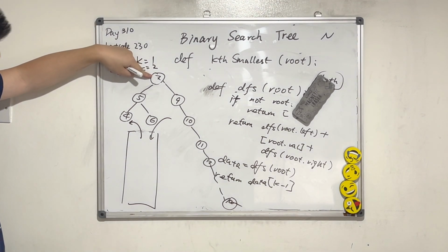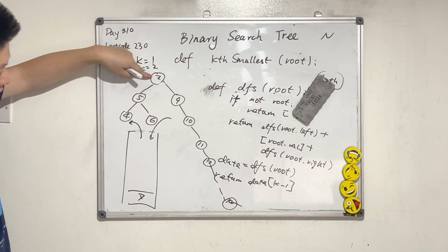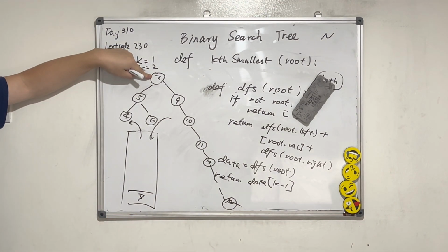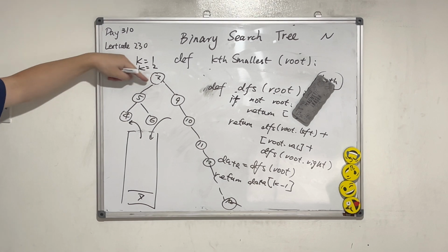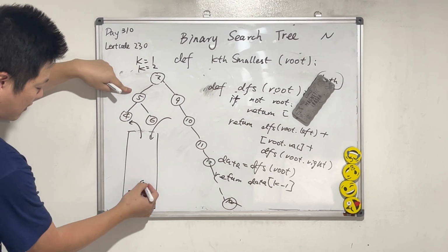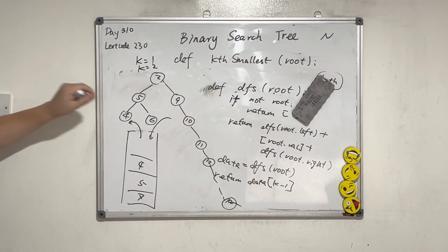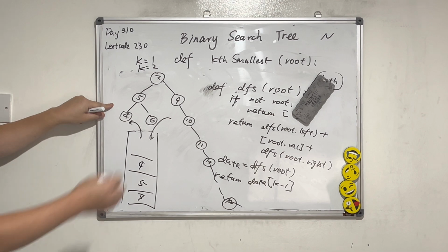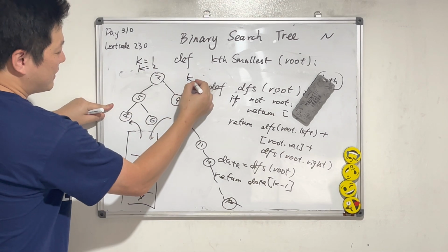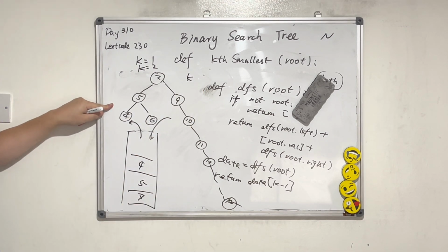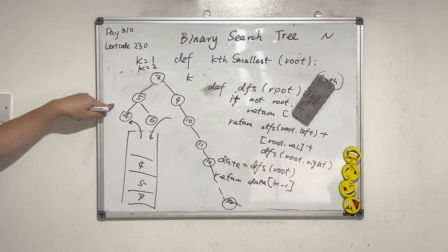Okay, so look, we're here at 7. Put 7 here. We go left as long as we can. Look here, 5, 4. We can't go to the left, right? Then we take one out, and we decrement this k. If k equals 0, then that's the value we're looking for.